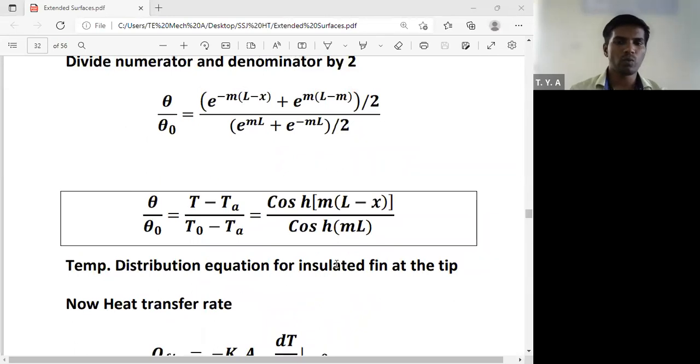So in that way we have to write theta upon theta 0 is equal to t minus ta divided by theta 0, that is, theta is nothing but t minus ta and theta 0 is nothing but t0 minus ta. Whatever the numerator is, its value is cos hyperbolic m into bracket L minus x, and similarly for the denominator cos hyperbolic ml is there. So this is the temperature distribution equation for the insulated fin tip. When the tip is insulated, we have to use this equation to find the values of temperature distribution.